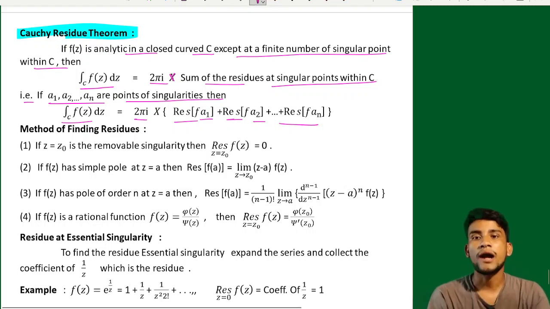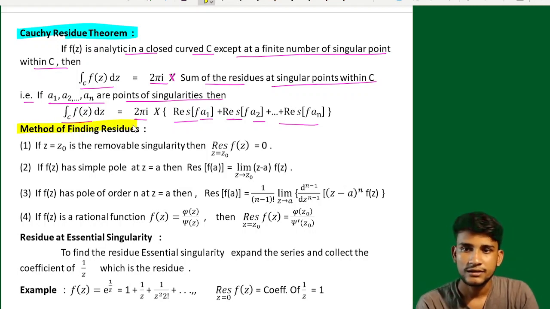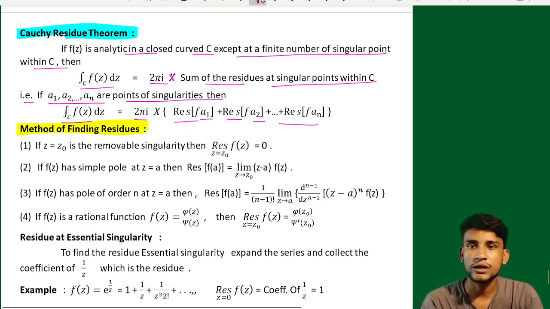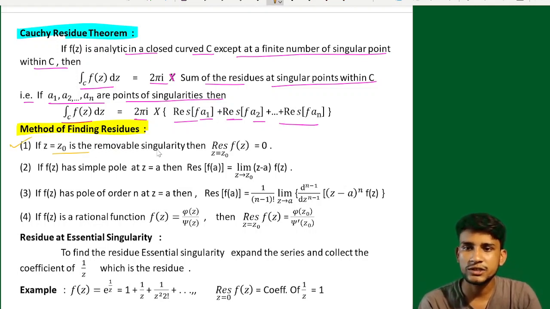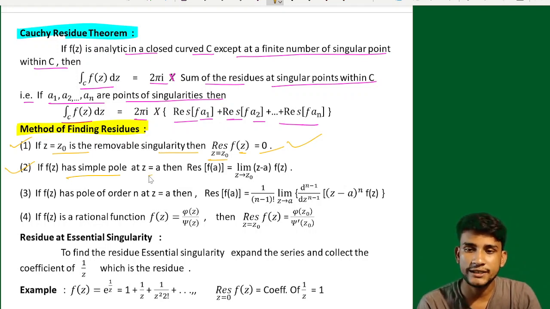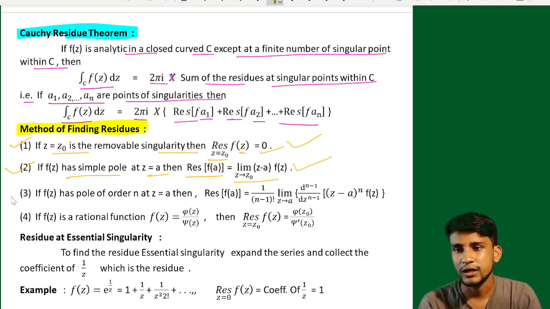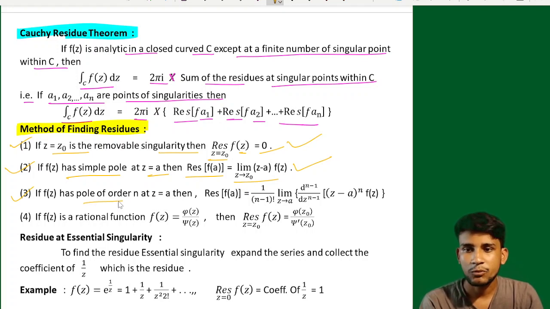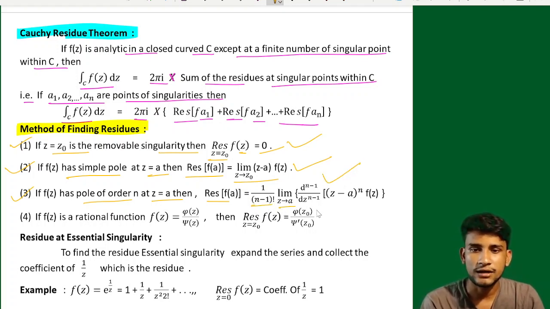Now, the method of finding residues. These are the important points to find the residue. Number 1: if z = z0 is a removable singularity, then the residue of f(z) at z0 is 0. For a removable singularity, the residue is 0. Number 2: if f(z) has a simple pole at z = a, then the residue of f(z) at a is equal to the limit as z tends to a of (z-a) f(z). Number 3: if f has a pole of order n at z = a, then the residue of f at a is equal to 1/(n-1)! times the limit as z tends to a of the (n-1)th order derivative d^(n-1)/dz^(n-1) of (z-a)^n f(z).